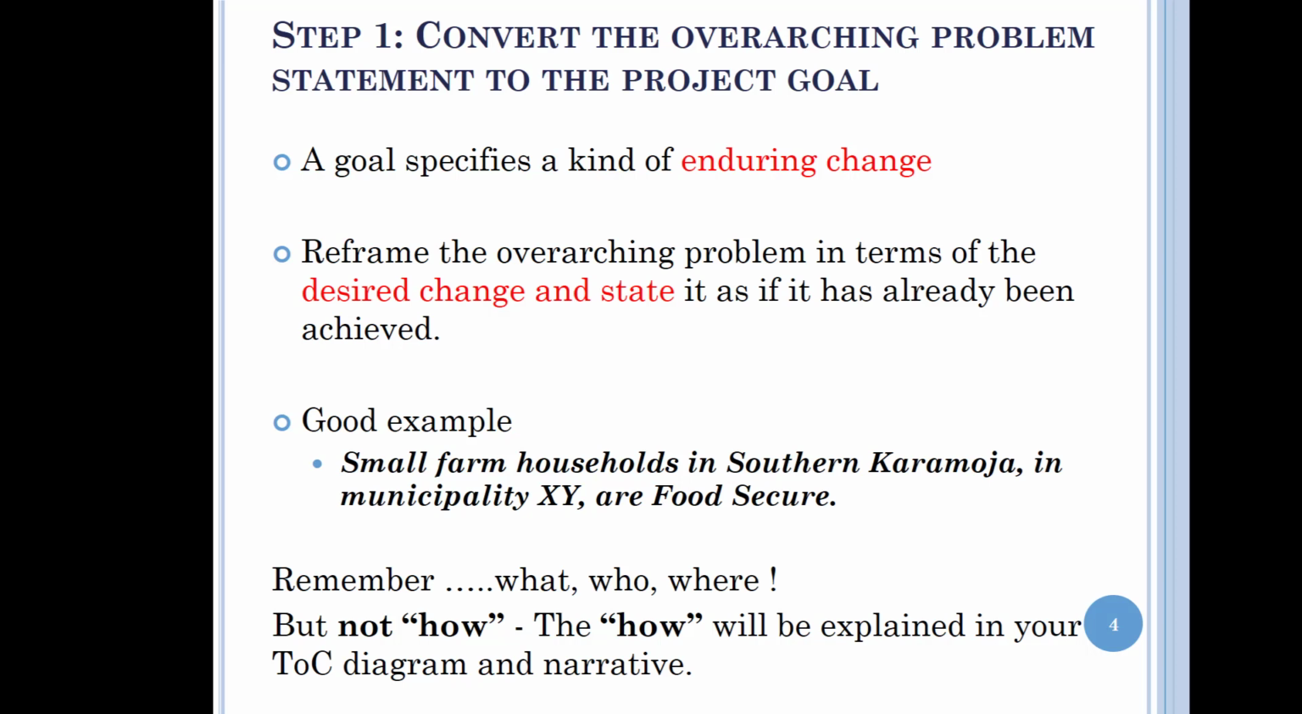For example, small farm households in southern Karamoja in municipality XY are food secure. So this is a positive problem transformation. We have transformed the problem definition into a positive statement. Remember always to mention the what, the who, and the where when formulating your goals or your domains of change. The what: we're talking about food security. Impacting whom? Small farmer households. And where? In southern Karamoja, in municipality XY.